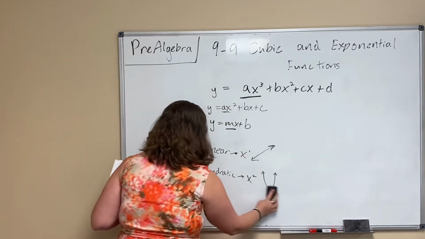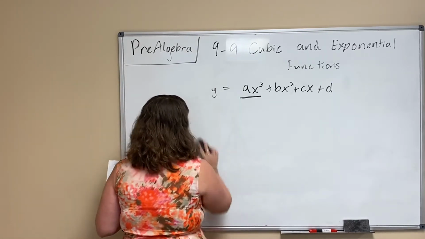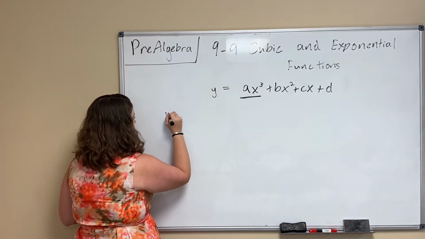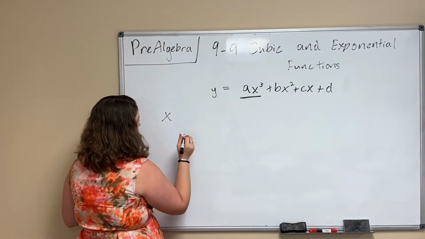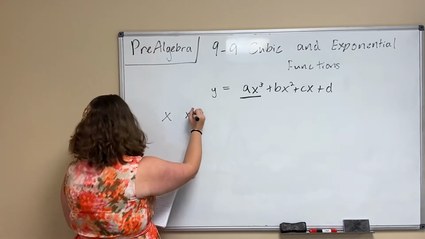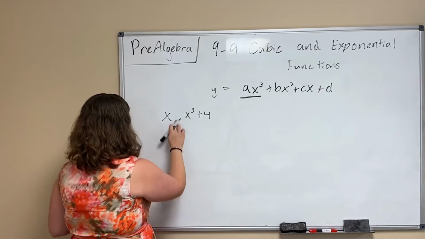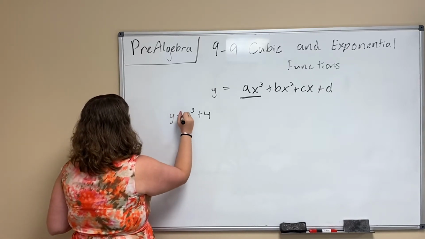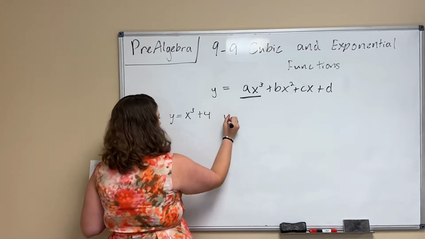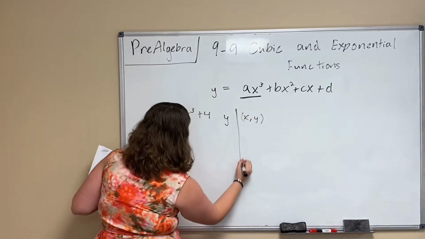The way that we're going to do that is using a table. So first step to making a table, just like we always do, is we're going to give ourselves a slot for our x's, a place for our equation. Our equation is y equals x to the third plus 4. So we have our x's, our equation, our y's, and our point, our x comma y, that we're going to graph.